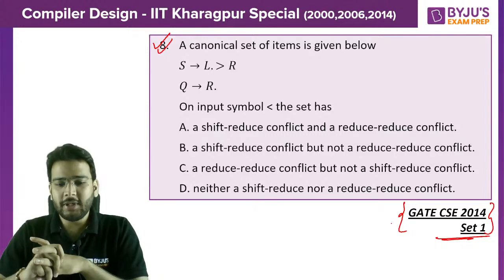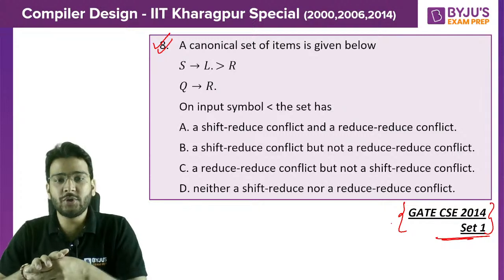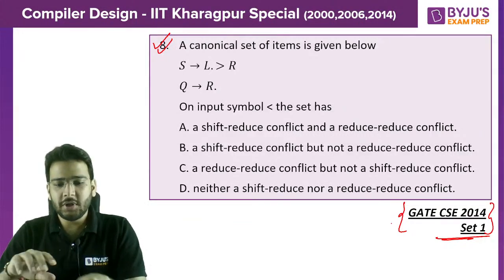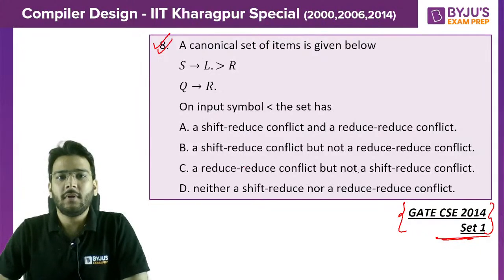Yes, guys, what should be the answer? Raja is saying option D. Tahir is saying option D. Kiran option B. Utkarsh option D. Ankur option D. Anshika option D. Let's solve this question now, all of you.